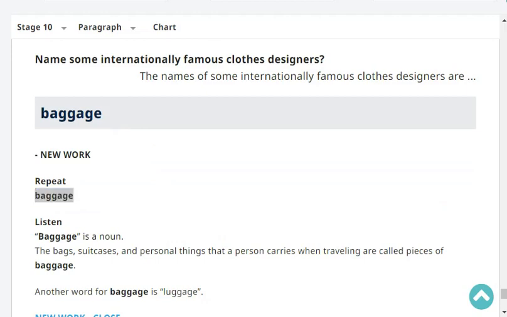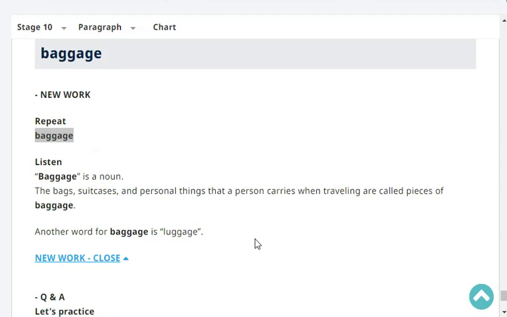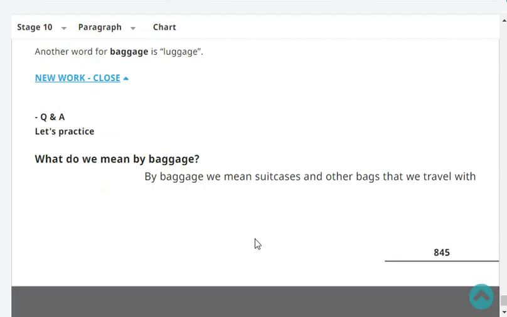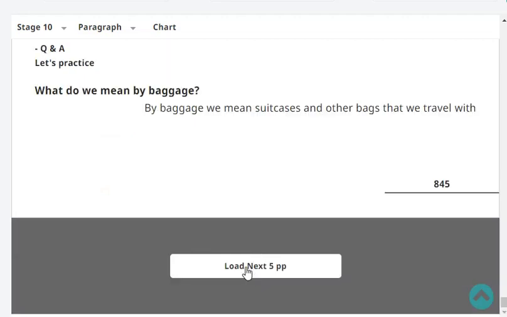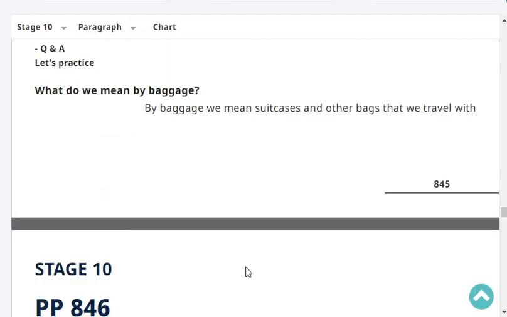Okay, listen. Baggage is a noun. The bags, suitcases, and personal things that a person carries when traveling are called pieces of baggage. Another word for baggage is luggage. Let's practice. What do we mean by baggage? By baggage, we mean suitcases and other bags that we travel with. Very good.